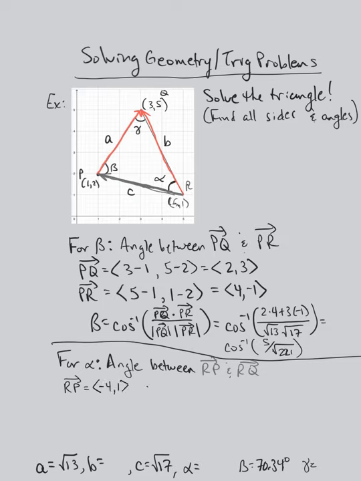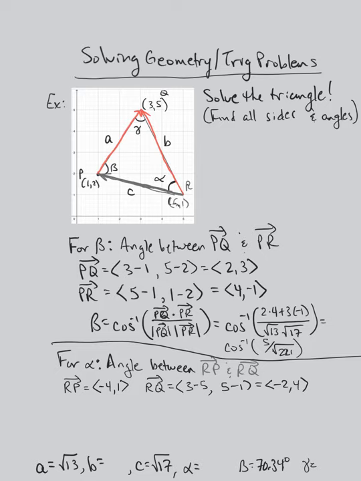Okay, now when you have to do R to Q, we do the coordinates of the tip, which would be 3 and 5. And then we'll want to subtract off the coordinates of the tail, which would be 5 and 1. Like that. So R to Q is the vector -2, comma, 4. All right, so we just carry on now.